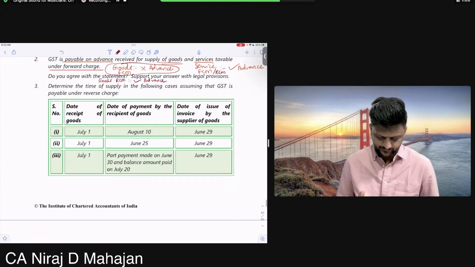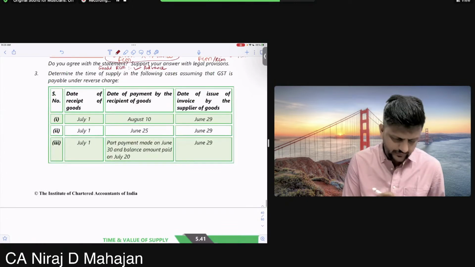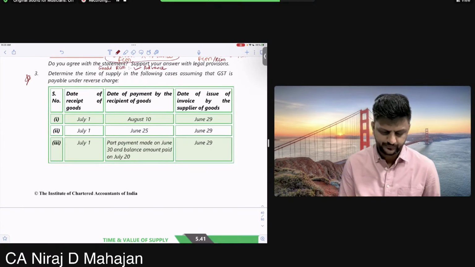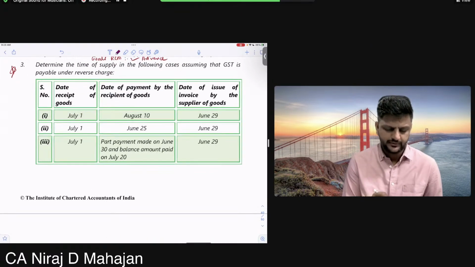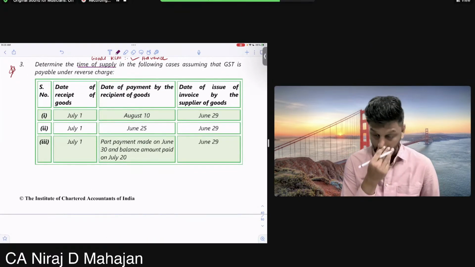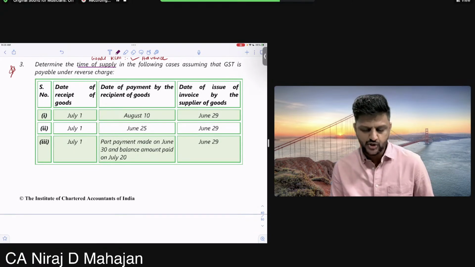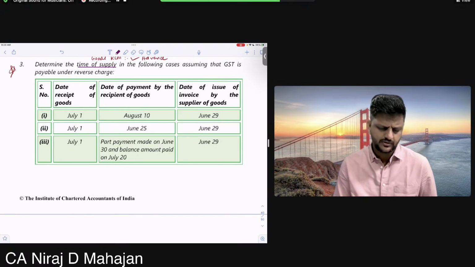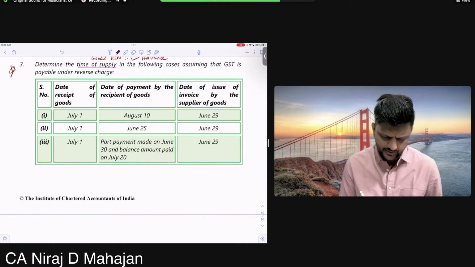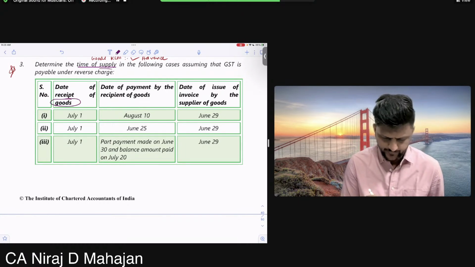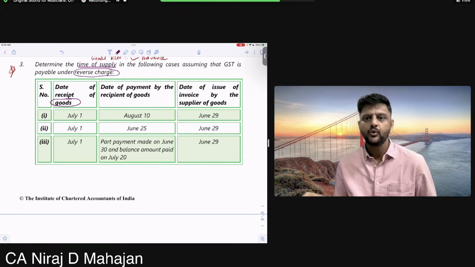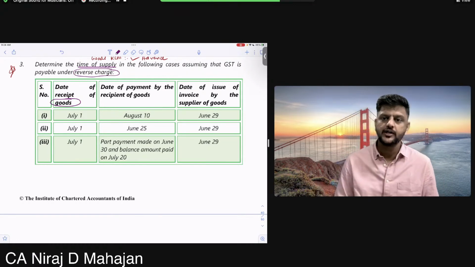Next one. Ready? Nice. Good example. Third one. Ready now, everybody? Determine the time of supply in the following cases, assuming that GST is payable under reverse charge. Is it goods? Goods. So goods reverse charge. What comes to your mind? Goods reverse charge.